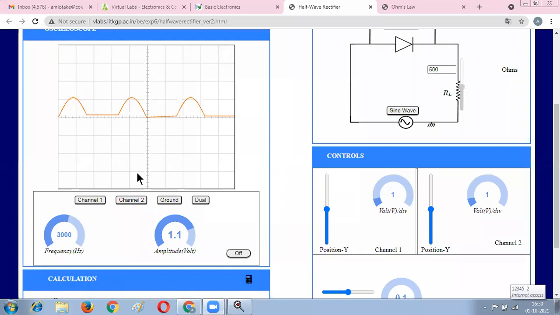Okay, so I have changed the amplitude and frequency, and I am getting this output waveform. Now where is my input waveform? For input waveform, what I will go for? This position. So here it is shown now, see.